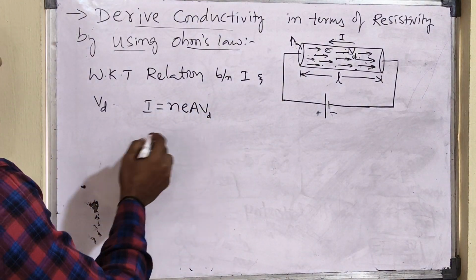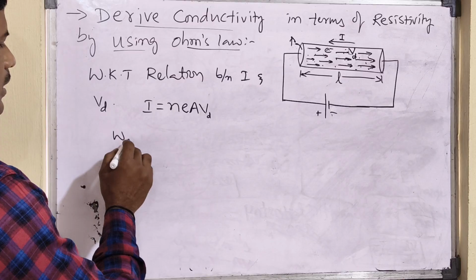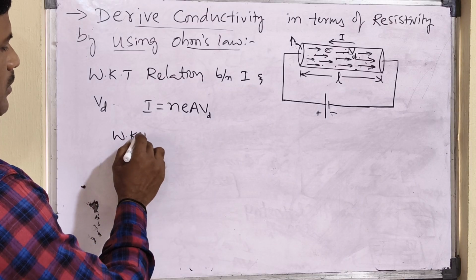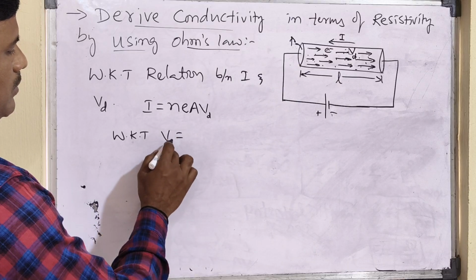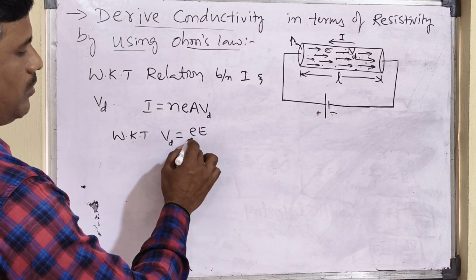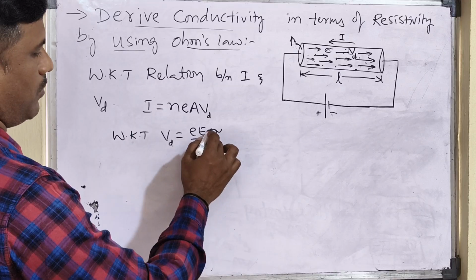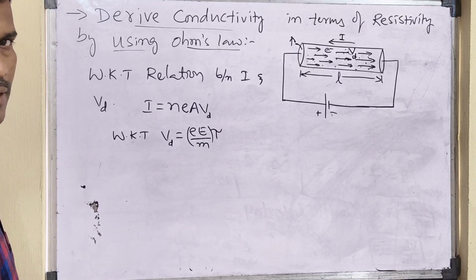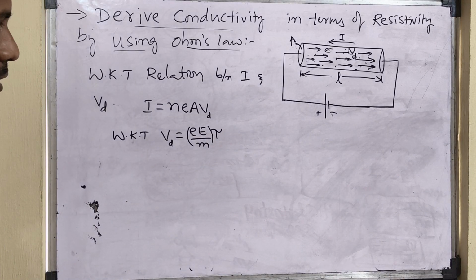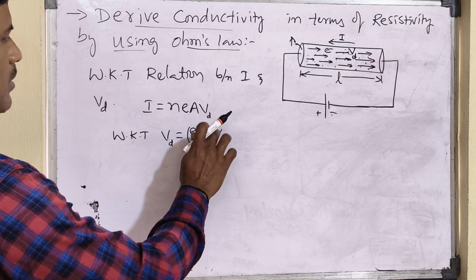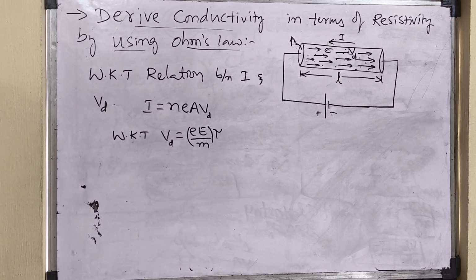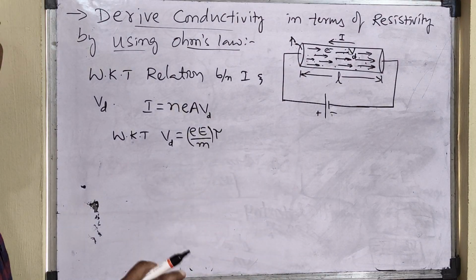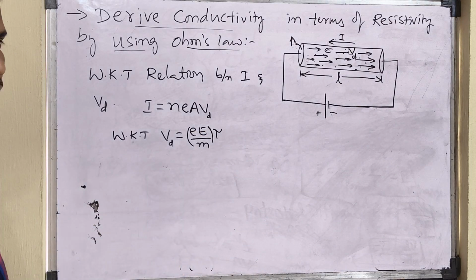Right. Next thing is, already we know the drift velocity equation. The drift velocity equation is Vd equals eE by m into tau. Tau means what? Relaxation time. Relaxation time means, as in the basic topics, the time taken between two successive collisions is called relaxation time. So that is tau.